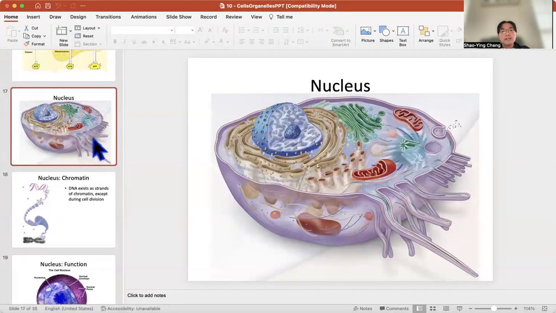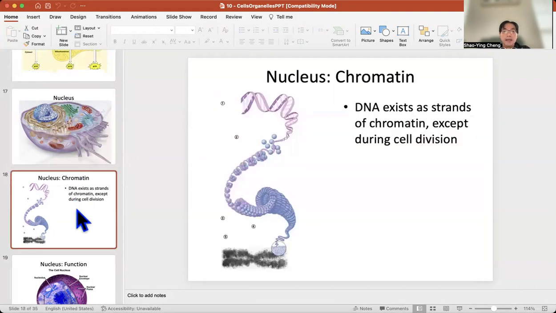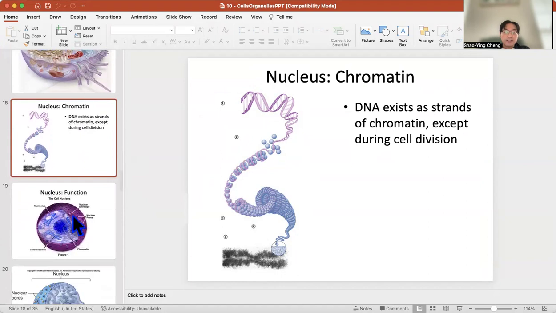Okay, next one, the nucleus. We call it the head. When we talk about the atom, the atom's head is also called the nucleus. So inside the nucleus you have the DNA. And if those DNA are not packed, it's called chromatin. So chromatins are those loose DNA structures. If they are packed together, it's called a chromosome. So DNA exists inside the nucleus.